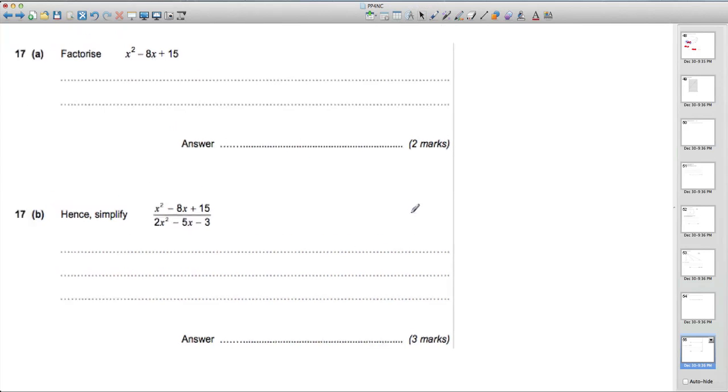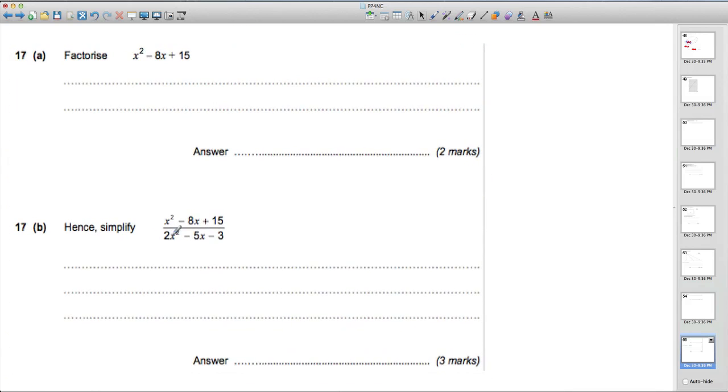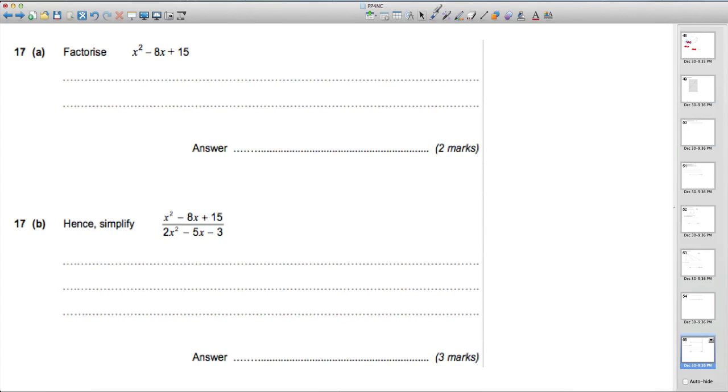Okay, we're asked to factorise the following here, and then we're asked to simplify some algebraic fractions. Now, factorise this. We want two numbers that multiply to positive 15 and that add up to negative 8. Can you think of two numbers that do that for us? Well, yes, the two numbers that do that for us are negative 5 and negative 3. They add up to negative 8 and they multiply to positive 15. So it'd be x subtract 5, x subtract 3 is our answer.